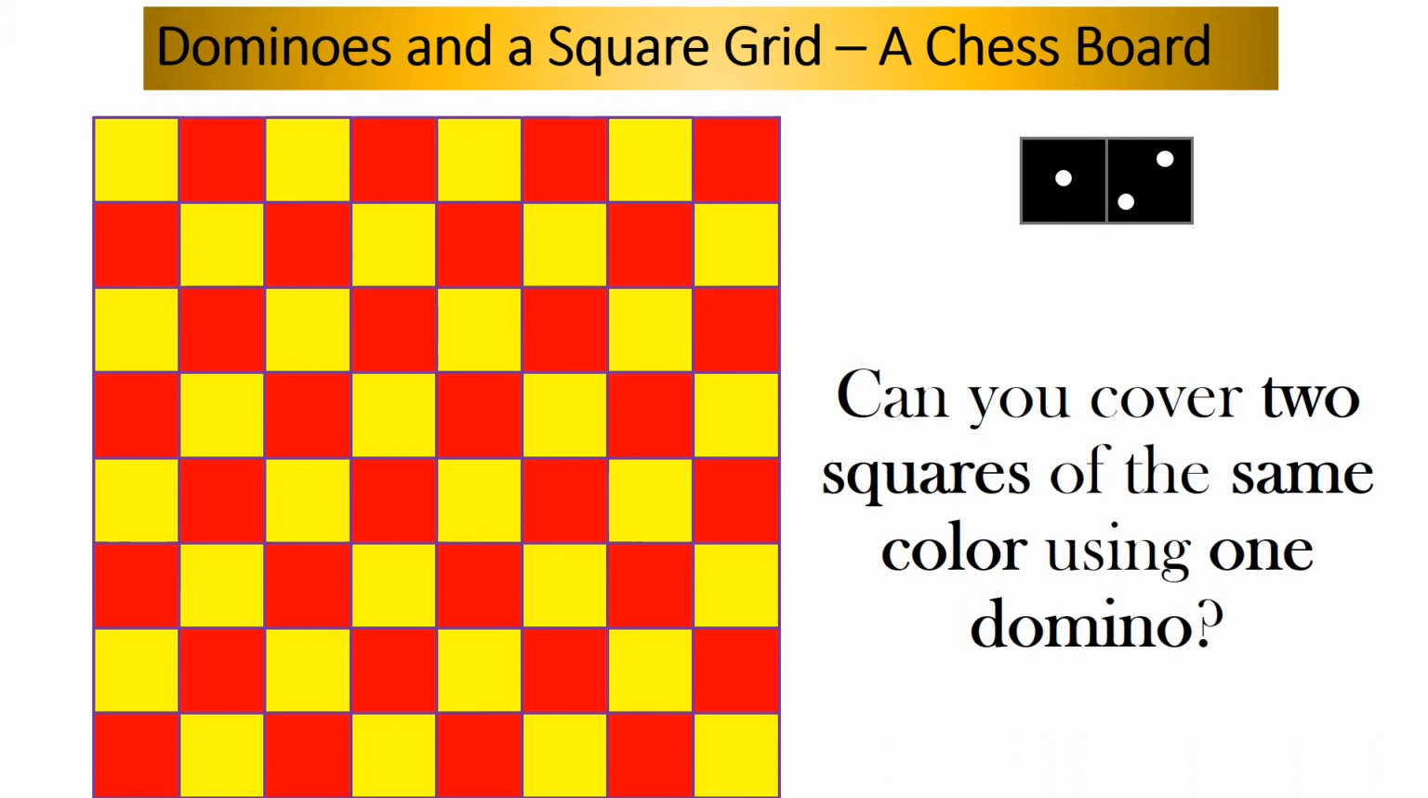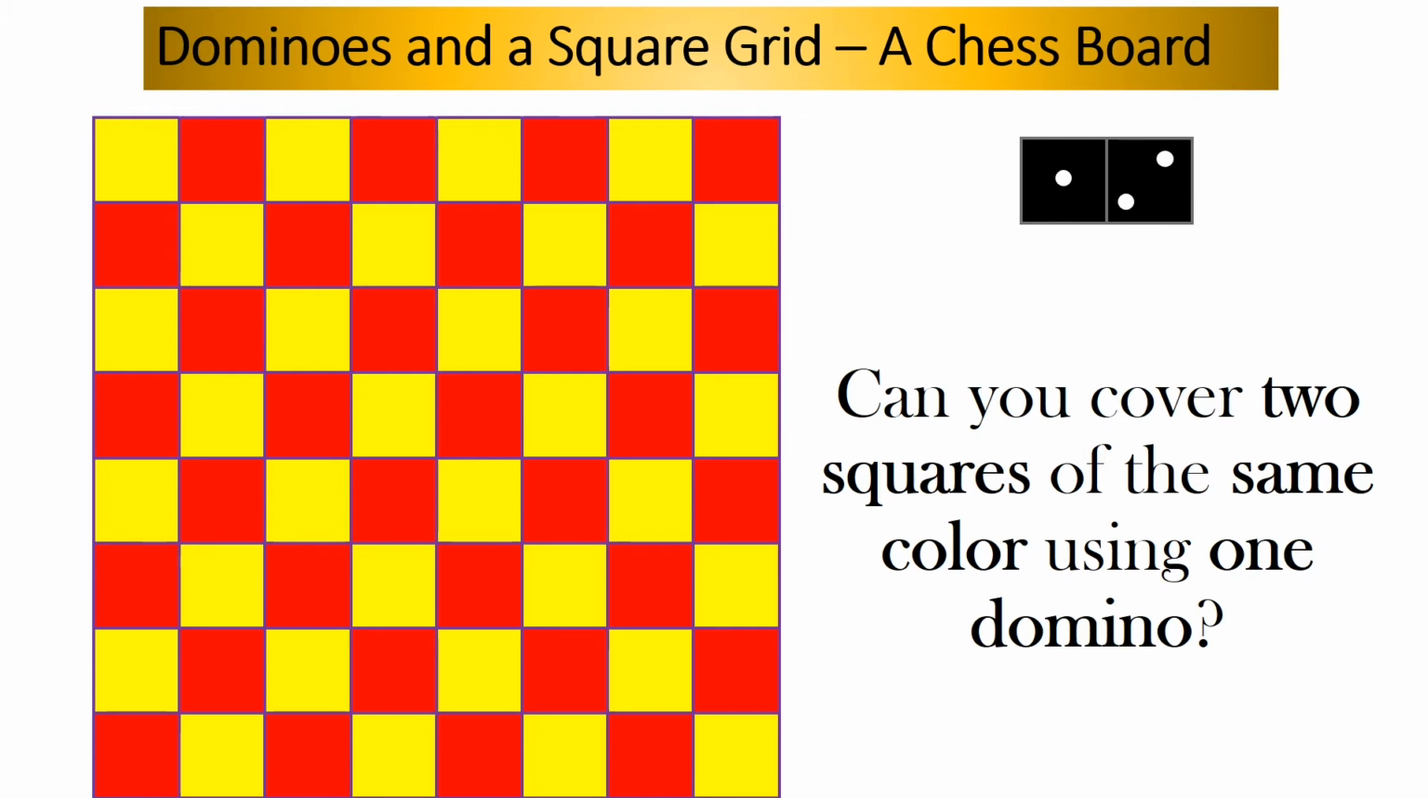An interesting part of this is, can we cover two squares of the same color using one domino? If you use this coloring, you can see that it's impossible to cover two squares of the same color using a domino. If you place a domino anywhere on the board, horizontally or vertically, it will always cover one yellow and one red. In the square grid, we have 32 red squares and 32 yellow squares. So obviously, if we keep 32 dominoes, it will cover 32 red and 32 yellow. So 32 seems to be the right answer.